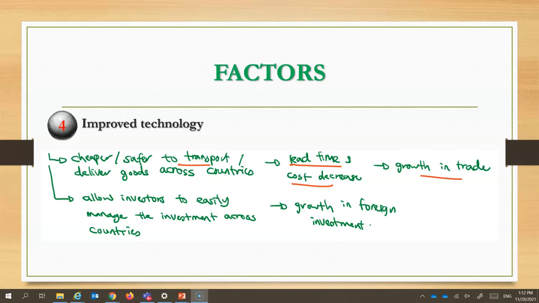Now next, improved technology allows investors to easily manage their investment across the countries. So they can invest in any other country. They don't have to be there physically, but they can see how their investment works online, through video, through a web page or whatever. They can actually see how their investment performs, and that increases their confidence in investing. So in that case, you will see a growth in foreign investment.